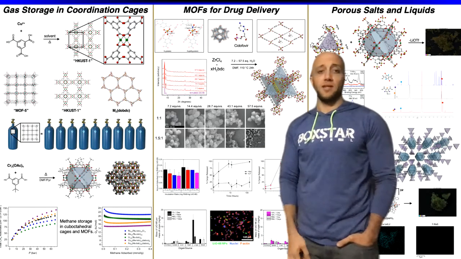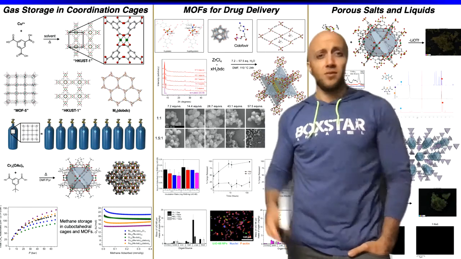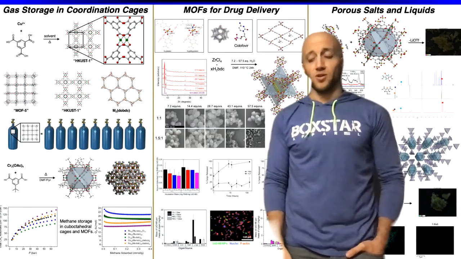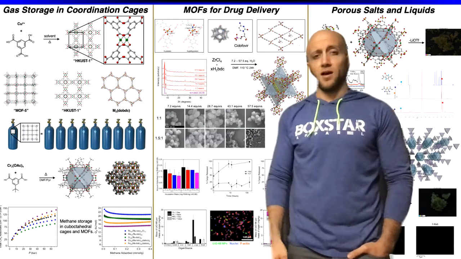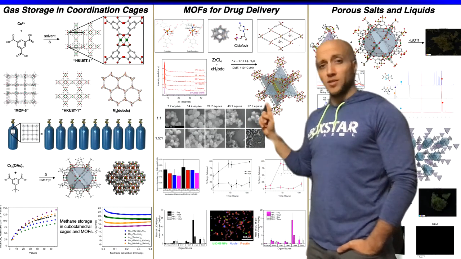So my group is interested in doing this for pulmonary drug delivery, which is very topical now, obviously, delivering drug molecules selectively to certain parts of the lung. So here, for example, we're looking at UiO-66.